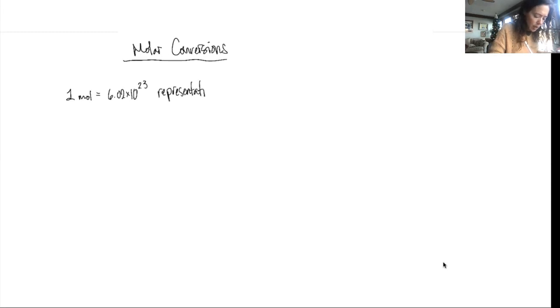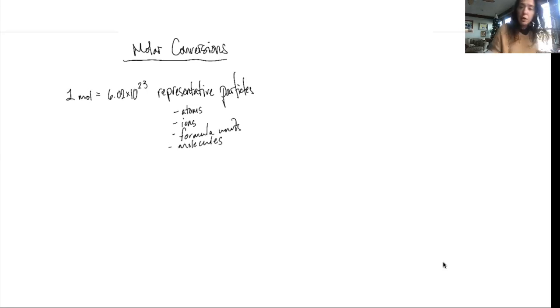Okay, molar conversions. Remember, we will utilize this for the rest of the school year. Now, what did we say? We said that one mole is equal to 6.02 times 10 to the 23rd representative particles. And in a chemistry class, representative particles will be atoms, ions, formula units, or molecules.